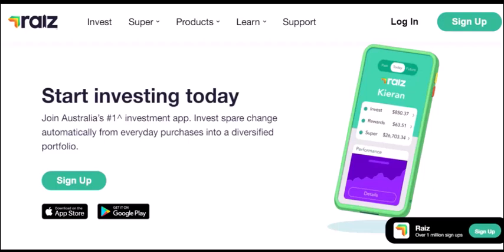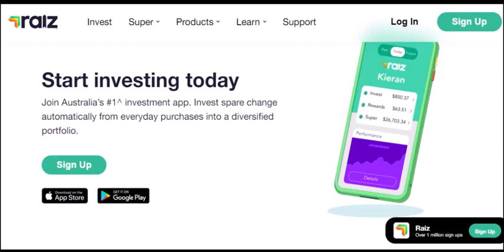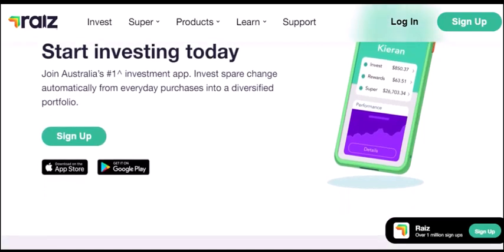Portfolio allocation is equally important. Raiz offers different portfolios ranging from conservative to aggressive. Linking your roundups to a diversified portfolio ensures your money grows steadily while managing risk. Monitoring your investments regularly helps you track performance and make adjustments when necessary.